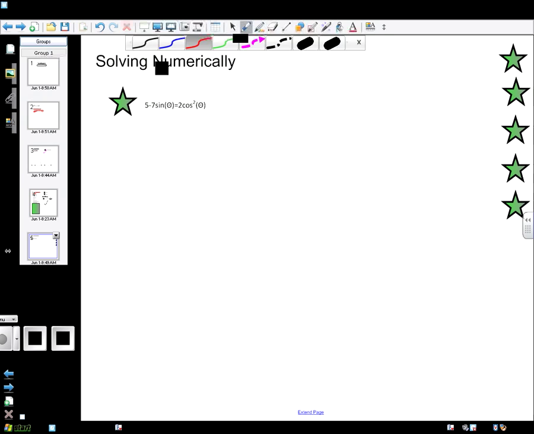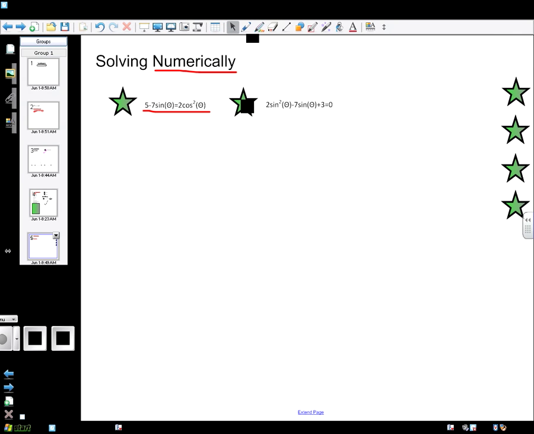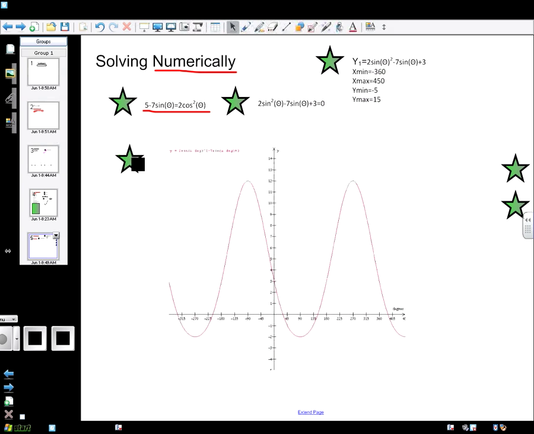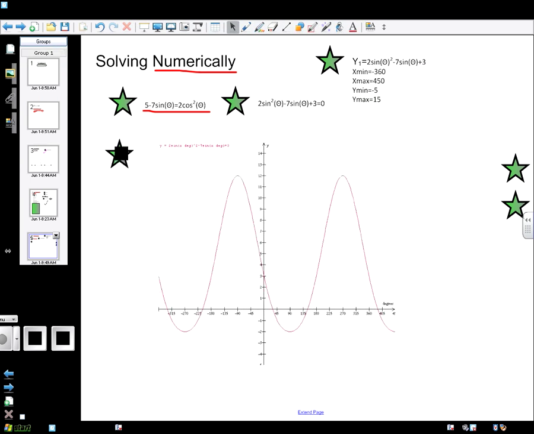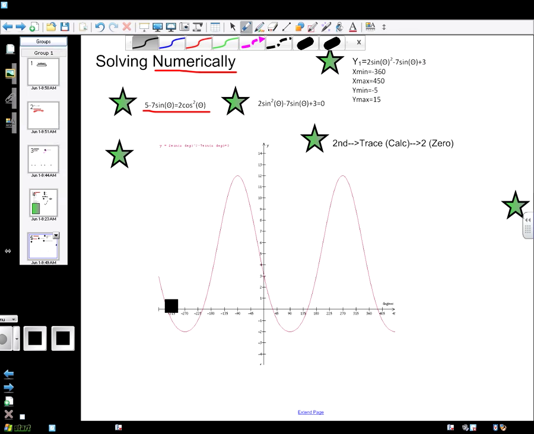Now the third way to solve is numerically. And all you do numerically is you get the graph of the equation, but instead of estimating, you trace the zero values. So here's our graph. And on your calculator, you use second trace for the zero. And we have 5 zeros. Here's our first zero, second, third, fourth, and fifth.